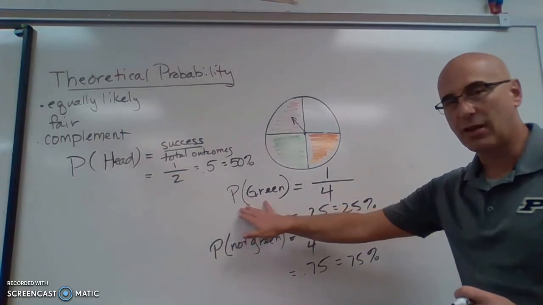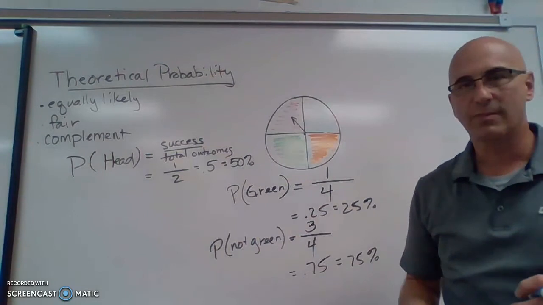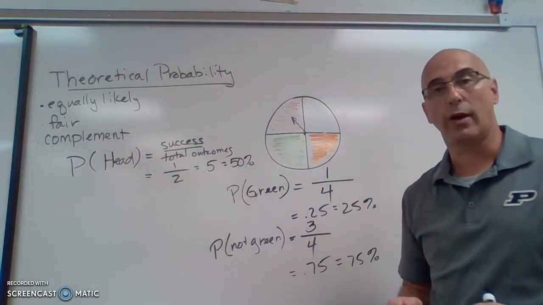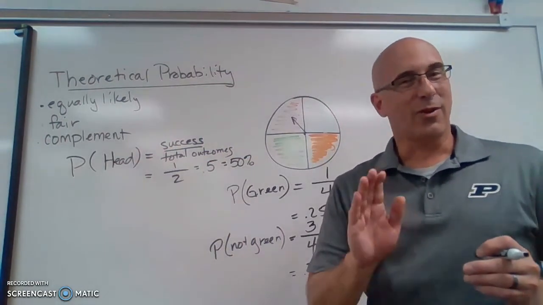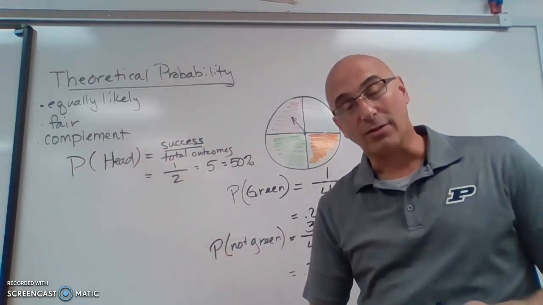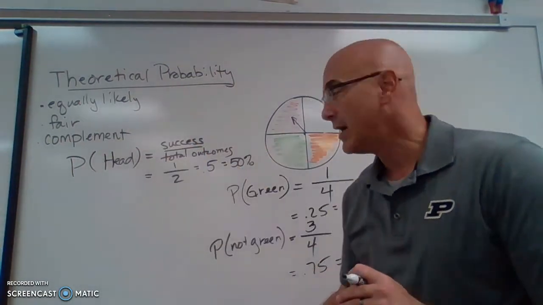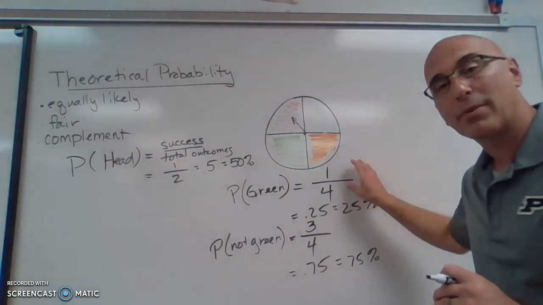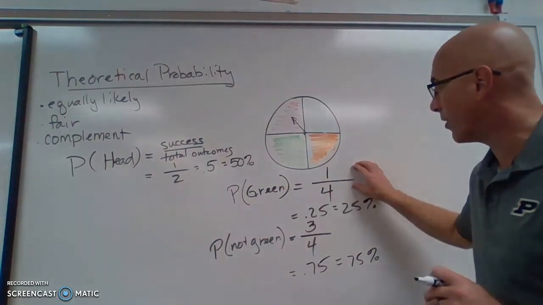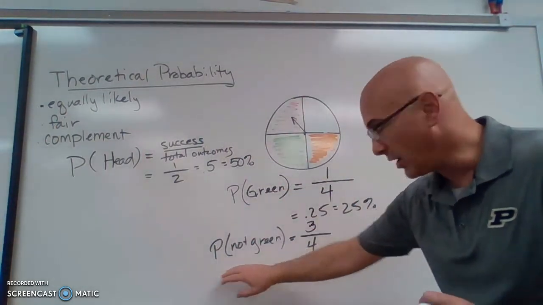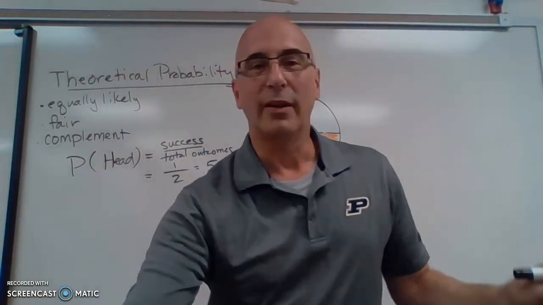Now look at this. The probability of green and the probability of not green, 1/4 and 3/4. If you add those together, it equals 1. We call that the complement. Now, we've heard that word before, complementary angles. Okay, a little bit different. The complement in probability is kind of the probability of the opposite happening in an experiment. So the probability of green is 1/4. The probability of not green is 3/4. There is theoretical probability. Now go practice.